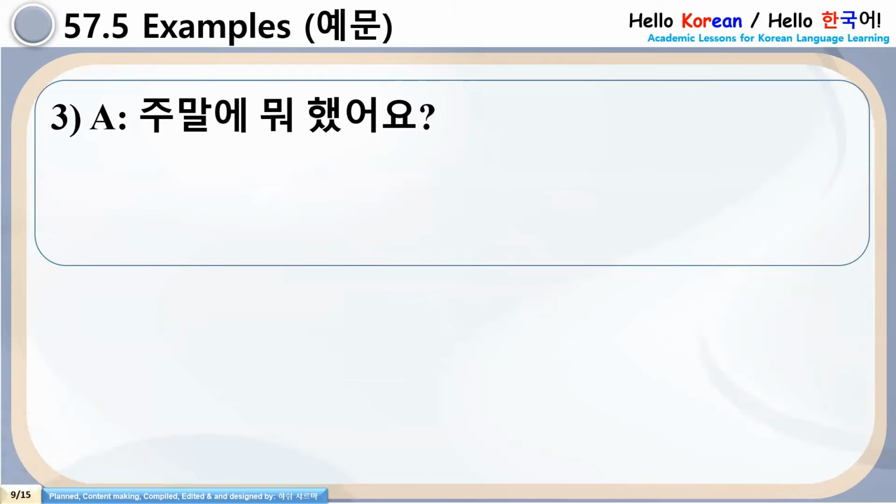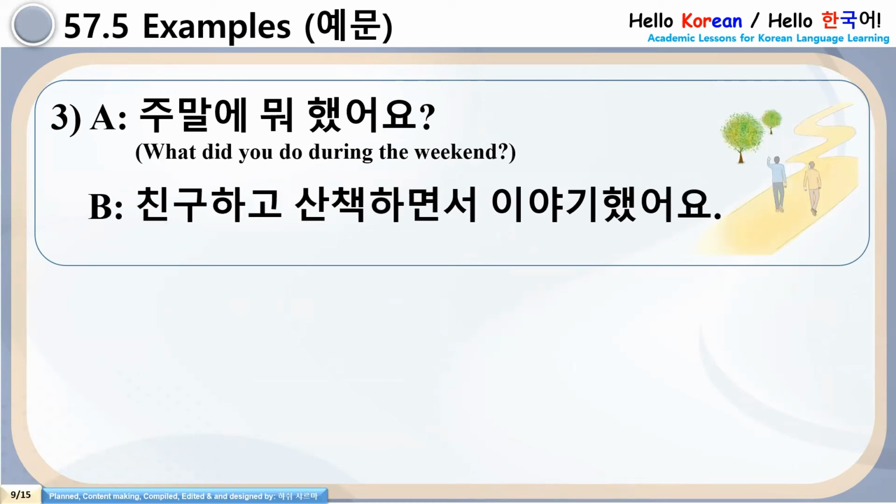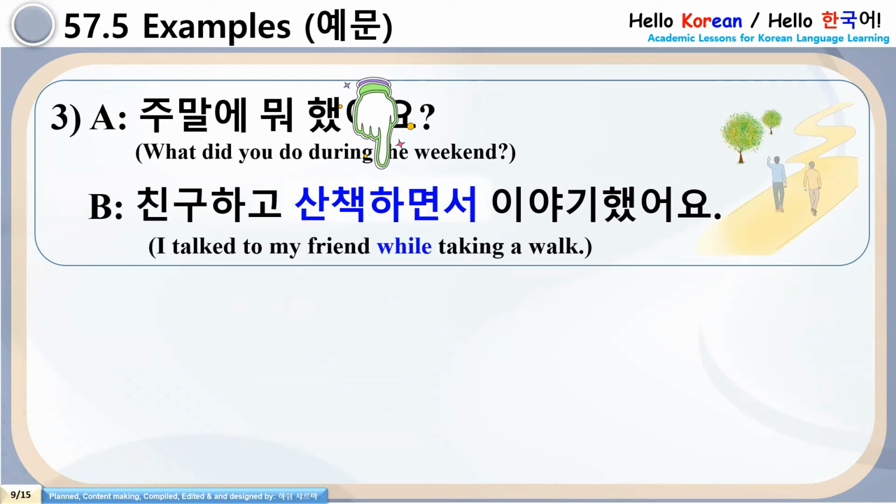One more example. Number 3. See. 주말에 뭐 했어요? So, 친구하고 산책하면서 이야기했어요. Keep focus on the 면서 grammar. Can you find it in the answer? 네, 산책하면서. So, I talked to my friend while taking a walk. What are the two parallel, simultaneous actions, 여러분? Walking and talking. 산책하다. What is the meaning of 산책하다? To take a walk. 네. 이야기하다, talking. So, 친구하고 산책하면서 이야기했어요.